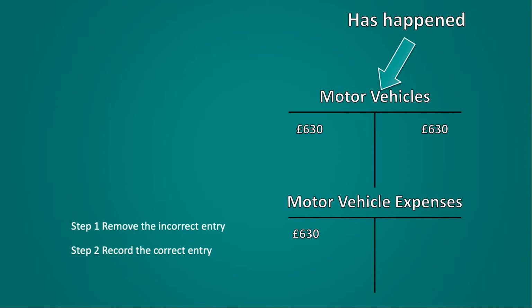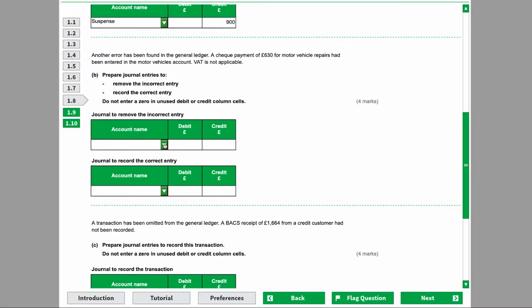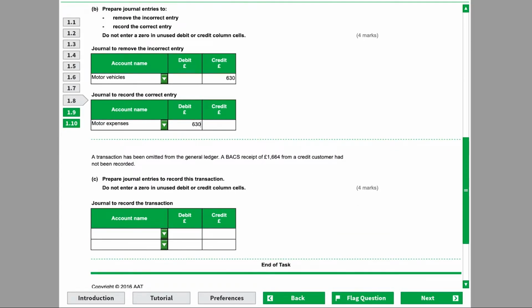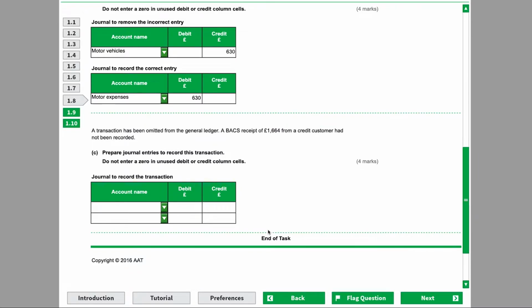So let's now enter those in. So we want to select our motor vehicles account and credit that for 630, and then select our motor expenses and debit that one for 630. Brilliant. So that covers off part B. And the final part here we have is part C.